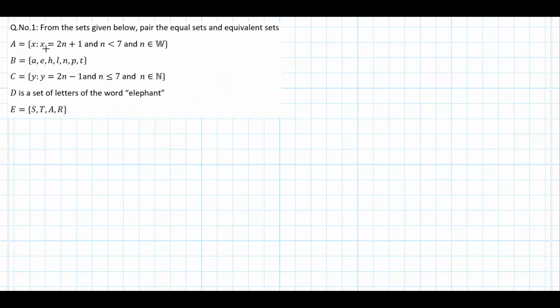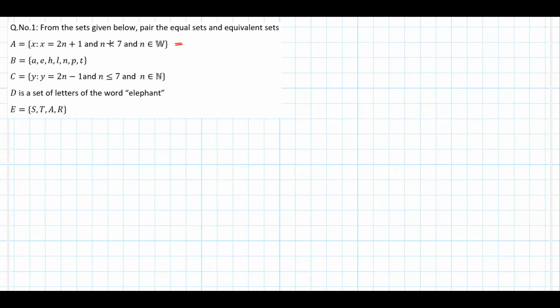Yes. So the solved problem here. The first question: from the sets given below, pair equal sets and equivalent sets. All right. Some of the sets are in statement form. D is in statement form here, and A, C are in set builder form. So let's try to convert everything into tabular form. The first one, n less than 7 and n belongs to whole numbers.